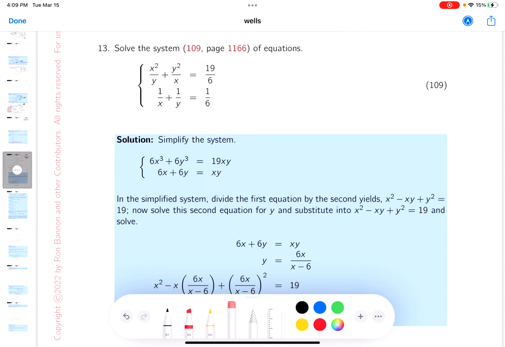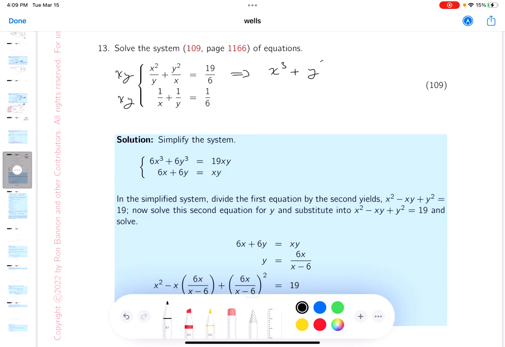Okay, it's problem number 13. And my recommendation on number 13 is I'm going to do something that some people don't want to do, but I'm going to do it anyway. I'm going to multiply the top equation by the LCD, which is xy, and the bottom equation by the LCD, which is also xy. And then the equation becomes easier for me to deal with. But again, you may decide this doesn't make it easier for you, but it makes it easier for me.